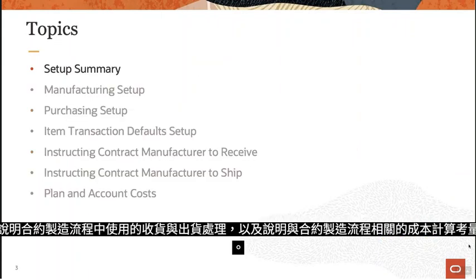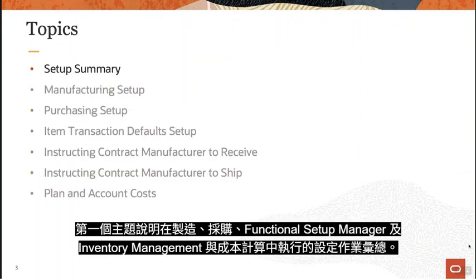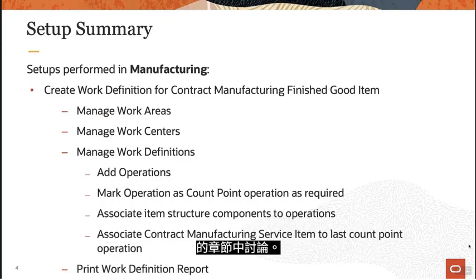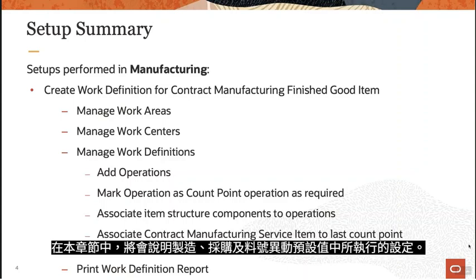Our first topic describes a summary of setup tasks performed in manufacturing, purchasing, functional setup manager, and inventory management and costing. The setups for supplier, inventory organization, product information management, planning, and global order promising were discussed in the lesson titled Contract Manufacturing Solution Part 1 Setups. In this lesson, setups performed in manufacturing, purchasing, and item transaction defaults will be explained.